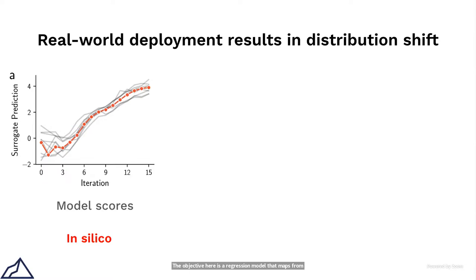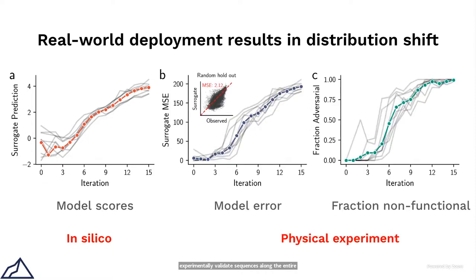So in the in silico sense, if you look at this plot, this optimization has been successful. It correctly increased the score. It found sequences that resulted in an increased regression model score over the course of these 15 steps. Now, one approach would be to simply take the sequences with the highest scores. That would be at step 15. But we know that that might not work because our models aren't always reliable. So to test this, we experimentally validate sequences along the entire trajectory in an AAV design in vitro experiment.